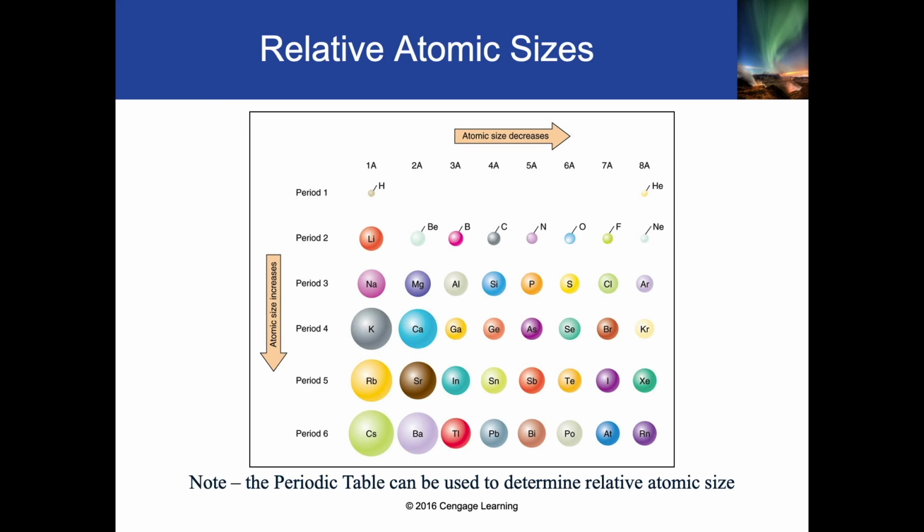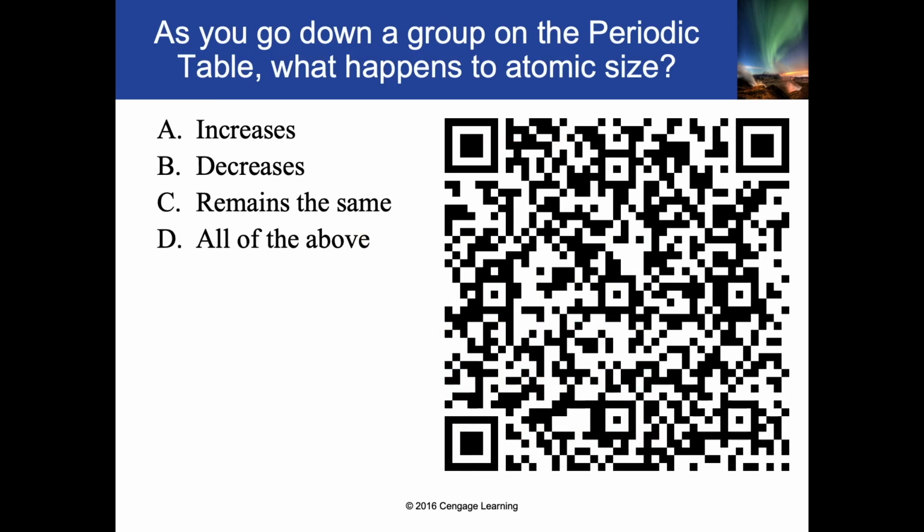Atomic size gets bigger as you go down a group, but atomic size actually gets smaller as you go across a period. Okay? Everybody clear on that? There will be an exam question very similar to what I just said. Okay? So here is the first question of the day.